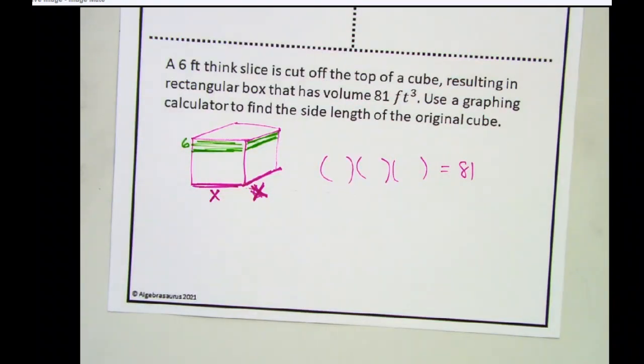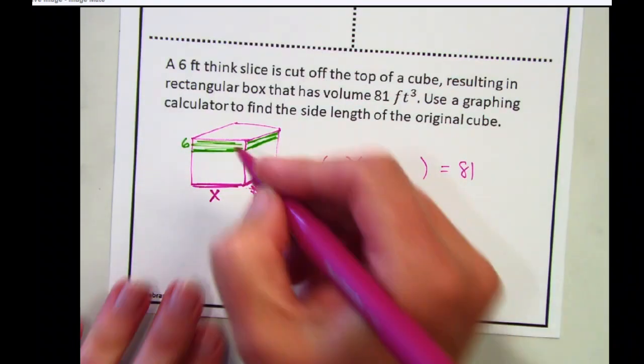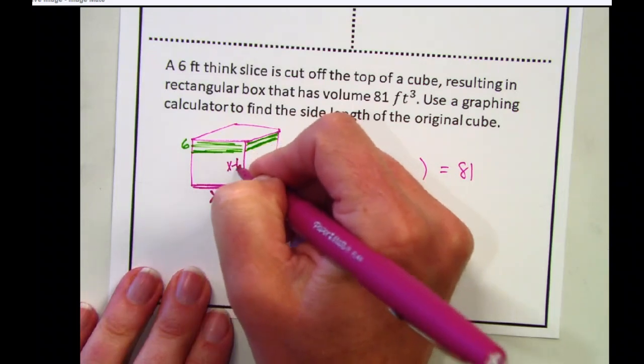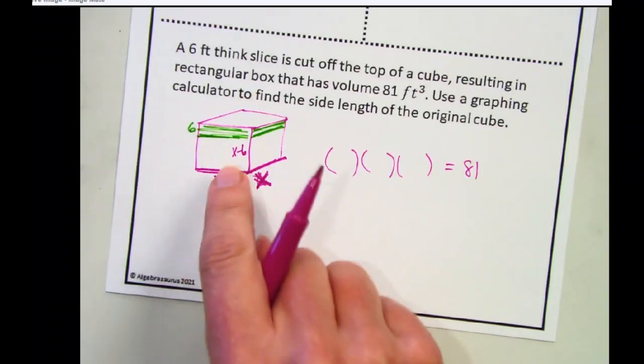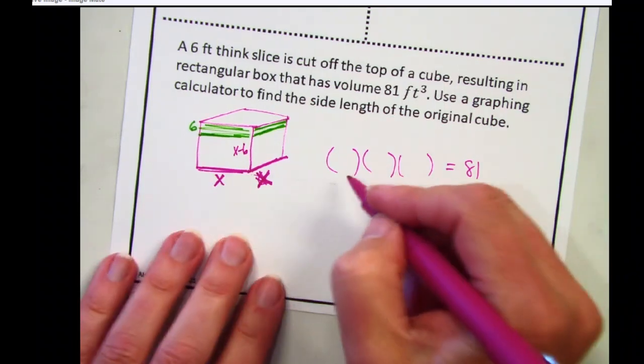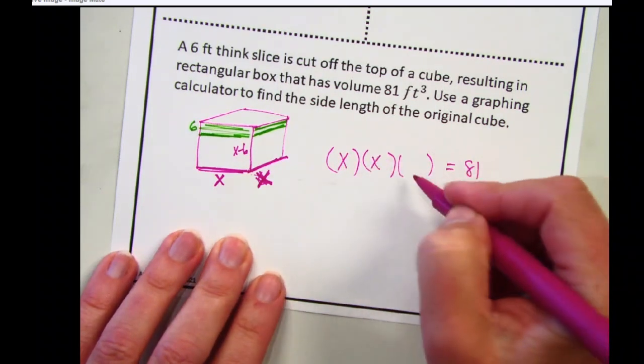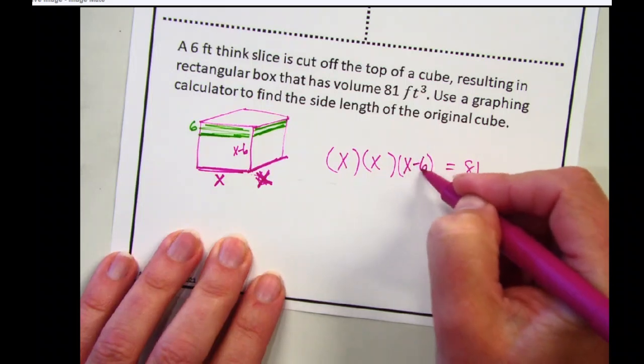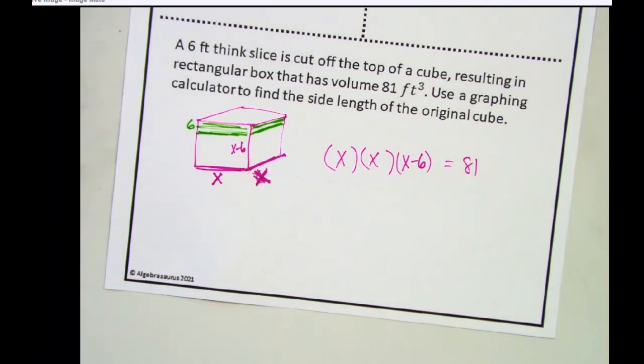Yes. So what do we call it? X minus 6, right? We had our side of x, and then we took 6 feet off of it. Huge cube. So I've got an x, I have an x, and I have an x minus 6. Do I need to distribute that out? Not necessarily. But if I want to graph this, it does need to be set equal to what? It needs to be set equal to 0.